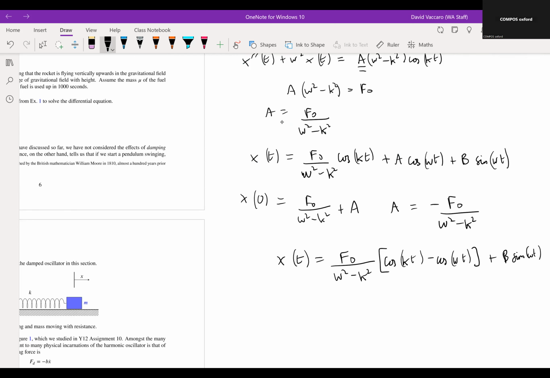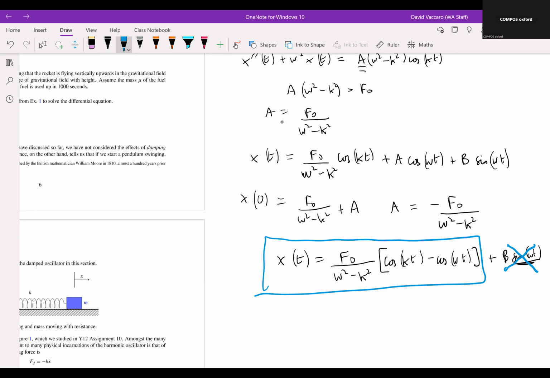But if I make the initial velocity 0, when I differentiate, the coses go to sines, the sine here goes to a cos, and then when I plug in t equals 0, the only term I get is the b cos omega t, and when I set that to 0, I get that b is 0, so this term goes away. Okay, so this is the solution to an undamped spring with an oscillatory force.